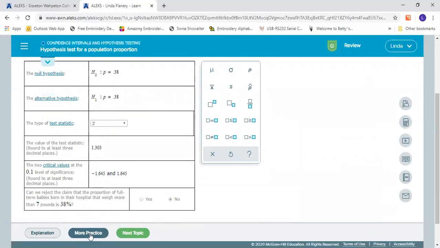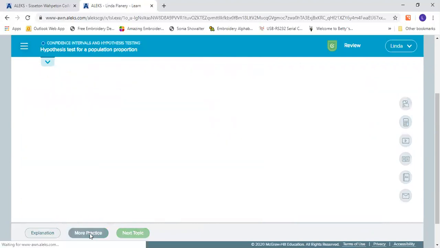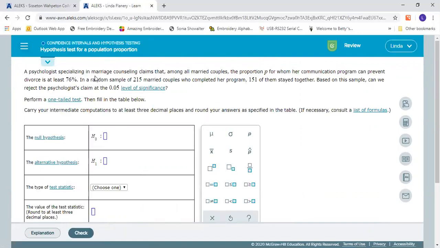I'm going to do one more, so I'm going to go to more practice again here. The psychologist specializing in marriage counseling claims that among all married couples, the proportion p for whom her communication program can prevent a divorce is at least 76%. So at least means it is greater than or equal to 76%. My claim is it's at least that, which means my alternative hypothesis is it's less than that.